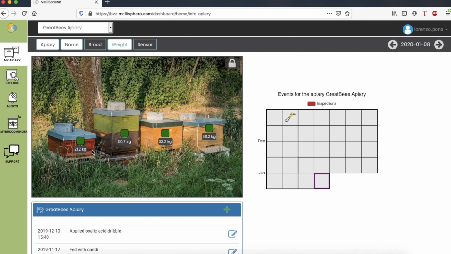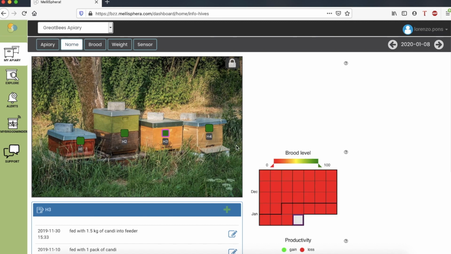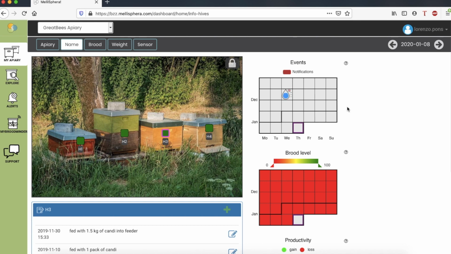Weight, 21 kilos, 50 kilos, 33 kilos, and of course the sensors that are installed into every hive, with internal temperature and a scale under the hive. Let's now explore a little bit more H3. Okay, you have another tier of internal humidity.